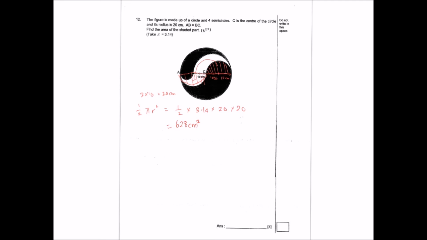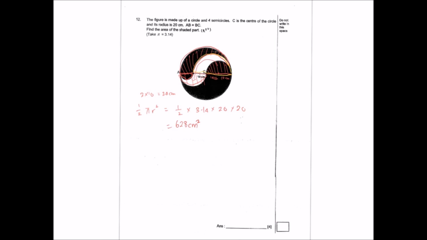So we have found the big semicircle. We are left with this small semicircle over here, and then this shape over here. Let us find this shaded part over here first. We can see that this shaded part here is the big semicircle, which we already got as 628 cm square, minus away this yellow color semicircle, and therefore it will give us this shape.